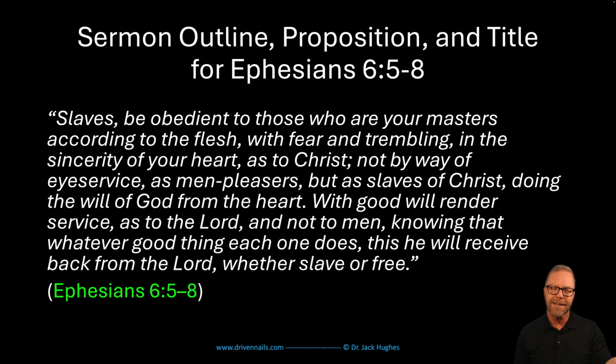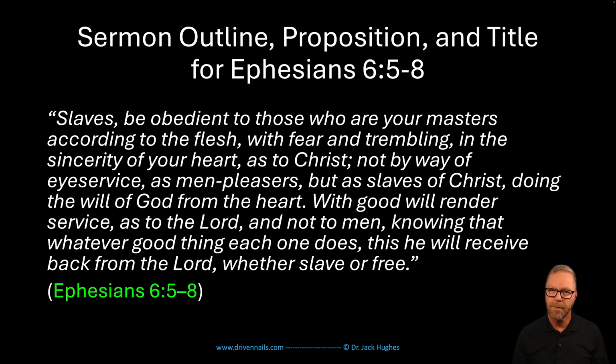And when I look at this: "Slaves, be obedient to those who are your masters according to the flesh, with fear and trembling, in sincerity of your heart, as to Christ." Notice all these prepositions in there. "Not by way of eye service, as men-pleasers, but as slaves of the Lord, doing the will of God, with goodwill render service." You can read the text, but how do you sort this out?